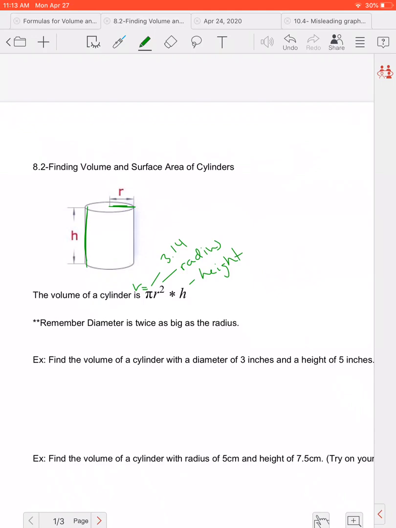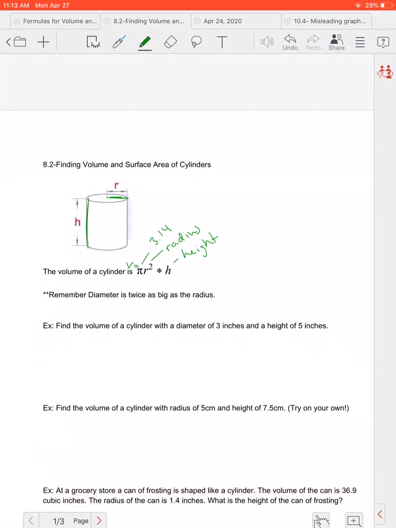And just as a reminder, the diameter is always twice as big as the radius. So if I'm given the diameter of a cylinder, in order to put that number in the formula, I need to divide it by 2. Okay, and we'll have some practice with that on some of our problems.